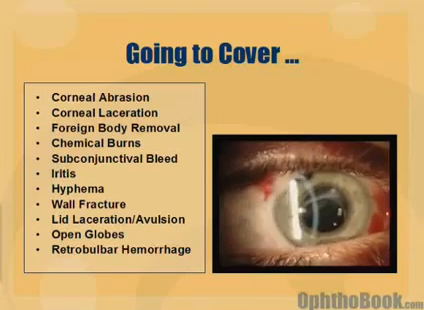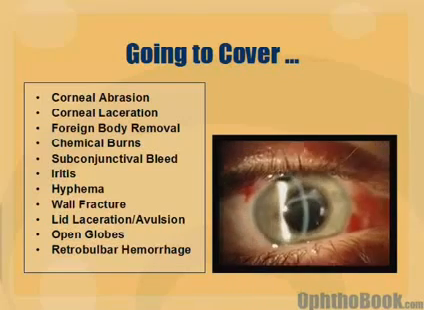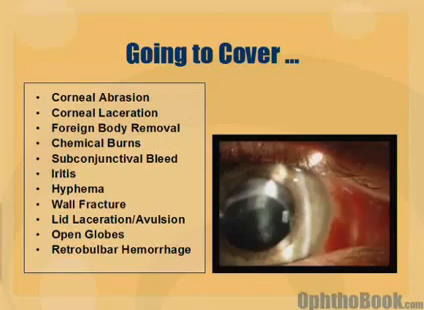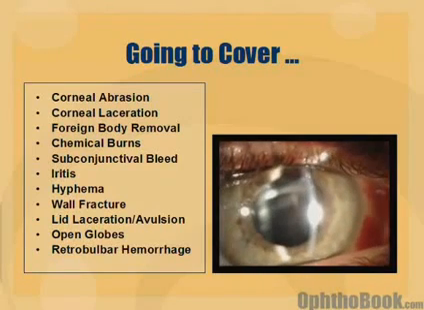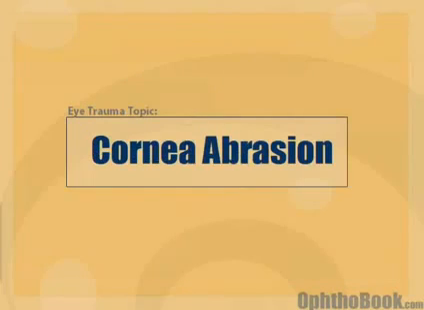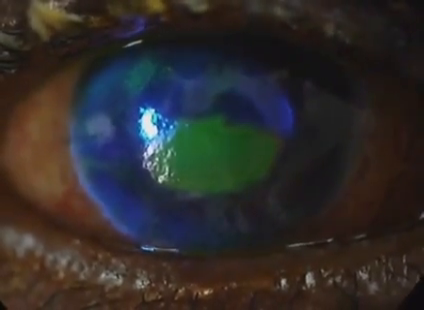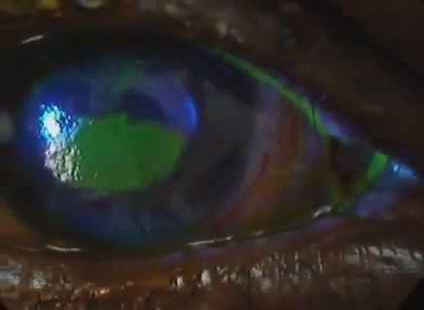Now, there's a lot of things to see here, corneal abrasions all the way through retrobulbar hemorrhages, so I'm going to go through this fast and try to just hit the high-yield basics. So let's get going. The first topic, corneal abrasion. Corneal abrasion is definitely the most common eye trauma I see on a daily basis, and I see at least 1 or 2 patients a day in clinic with a corneal abrasion.